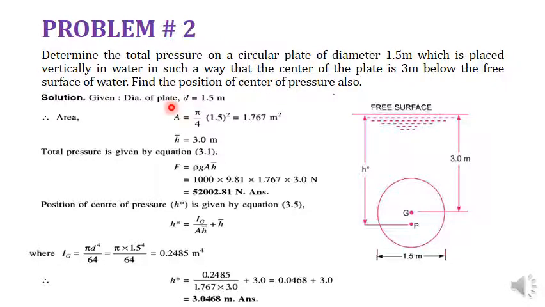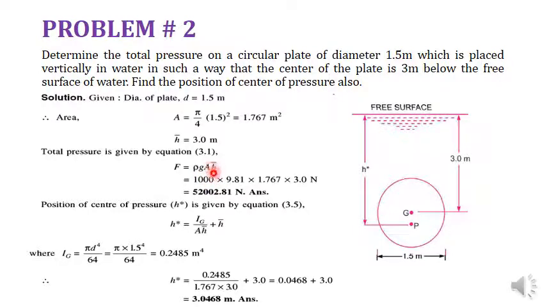So for that you have the diameter. You can calculate the area of this circular plate very easily by inputting the value in the formula pi by 4 d square. So it comes out to be 1.767 meters square. H bar will be 3 meters. Okay, so it is given over here. This 3 meters is actually equal to h bar, the distance of the center of gravity from the free surface of the water. Total pressure can be calculated by the same formula, rho g A h bar.